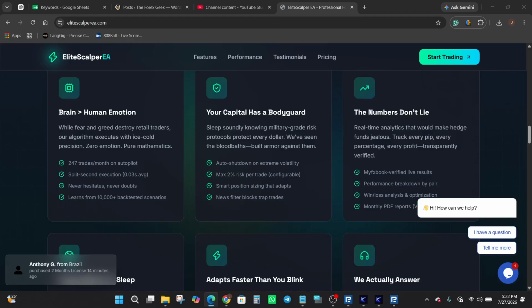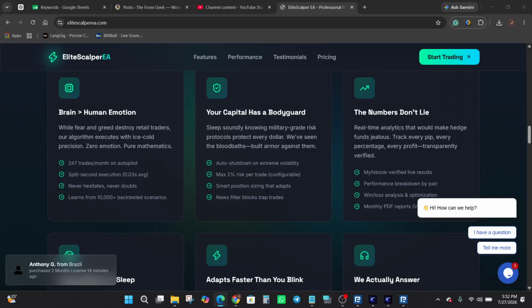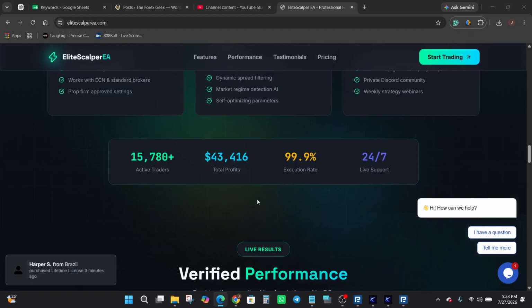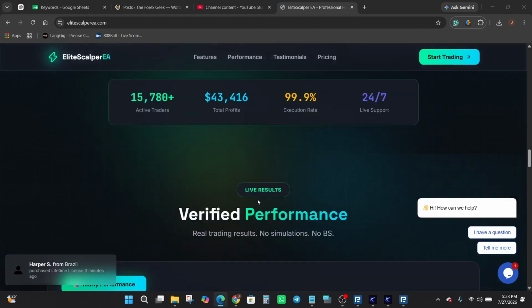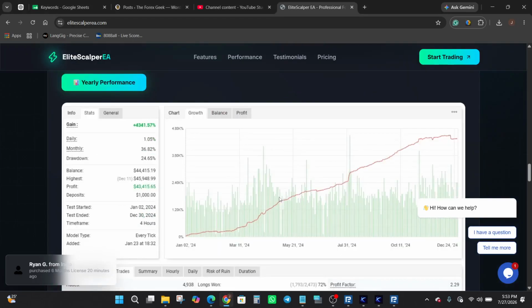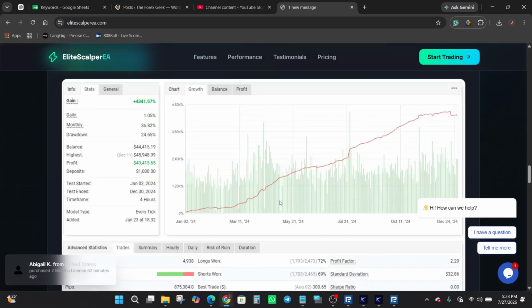The website also highlights transparency by providing performance analytics, pair by pair breakdowns, and references to MyFXBook verification. Having access to performance data can be valuable because it allows traders to evaluate more than just profits and instead consider consistency, drawdowns, and overall trading behavior.